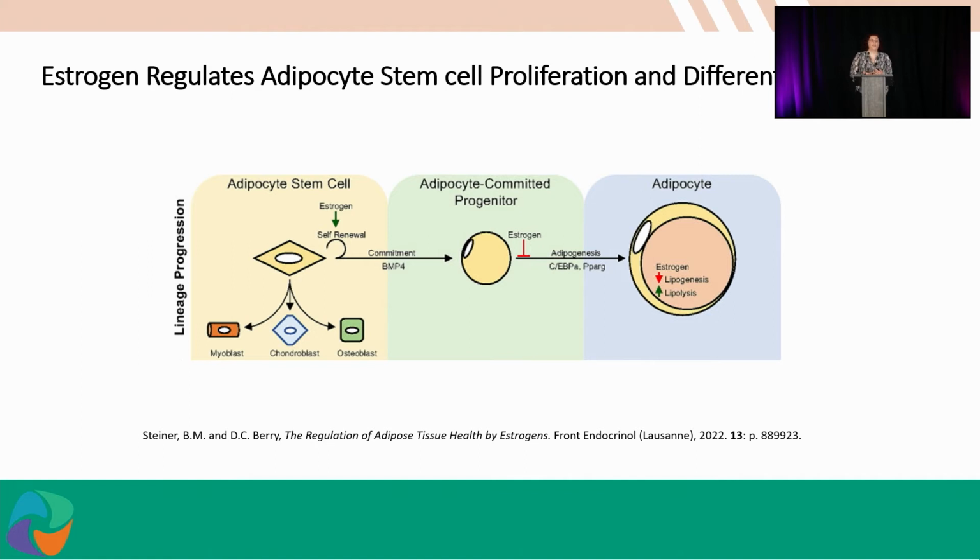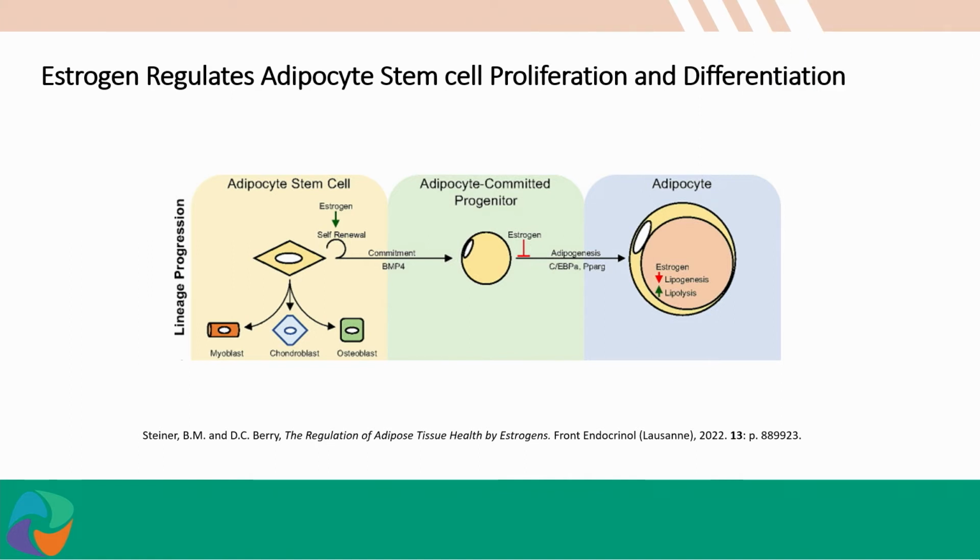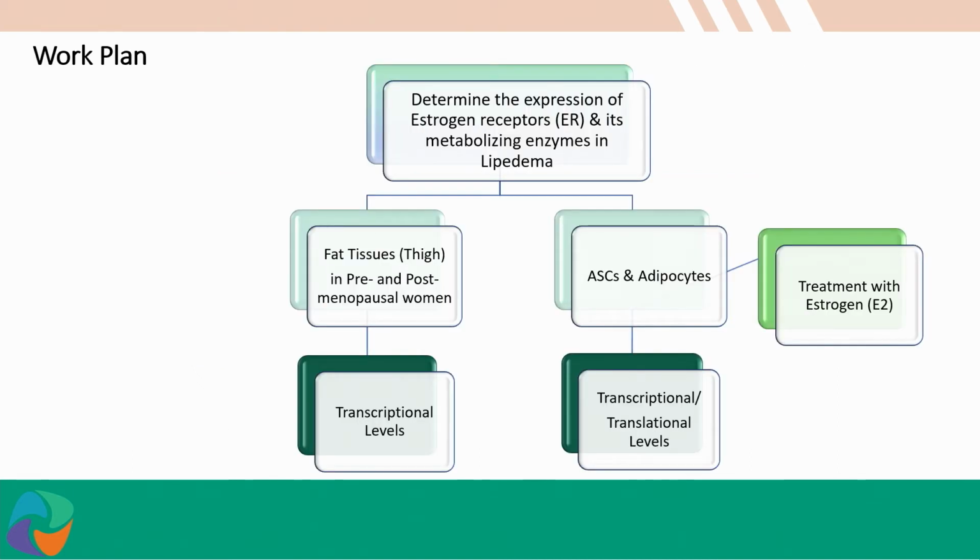Studies have also shown that estrogen might regulate adipose stem cell proliferation and their ability to differentiate into fat cells. Thus, our work plan is to determine the expression of estrogen receptors and its metabolizing enzymes in lipedema, both in fat tissues isolated from the thigh in pre- and postmenopausal women, as well as in the cells, ASCs and adipocytes, to look at their gene expression and protein expression. Then we want to study the specific effect of estrogen on these cells, so we treated the cells with estrogen to see if they have the ability to differentiate into fat cells.